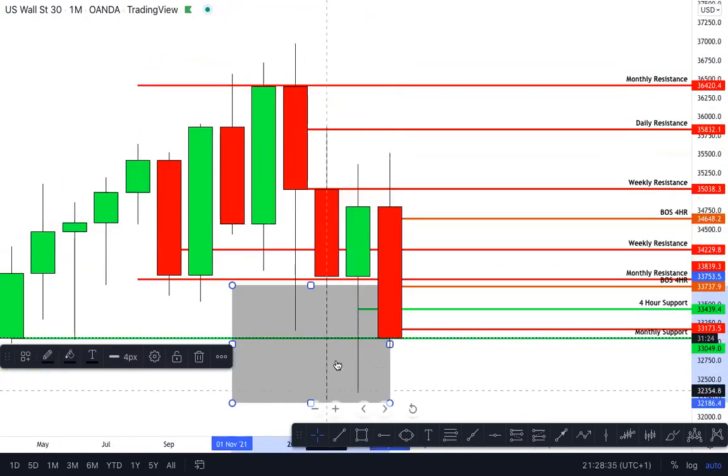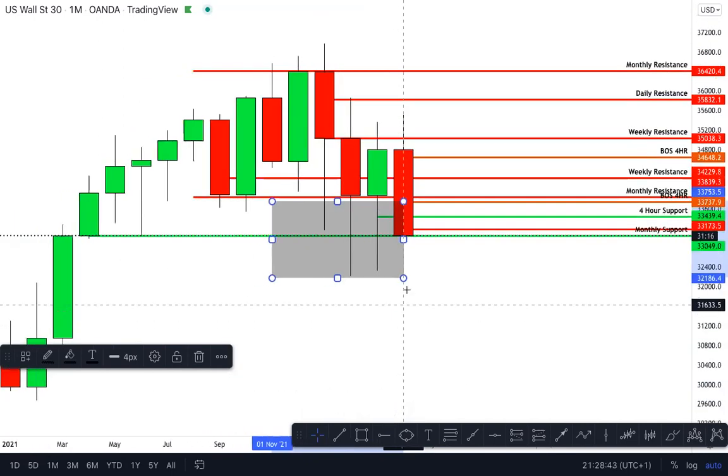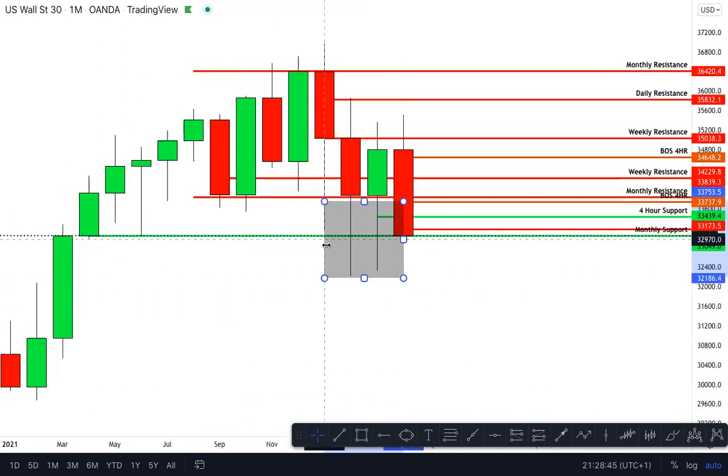What do you mean by that, Jonathan? When they leave a wick, there's money they need to collect. So we can see on a monthly time frame, there's a huge liquidity pool around this area. So yes, now this is when you can use words, because liquidity is a real thing. And that is what the market's doing.